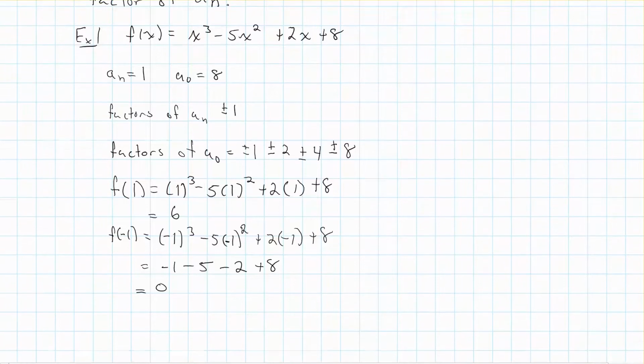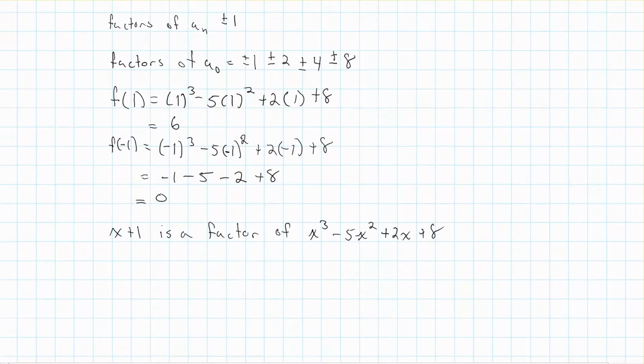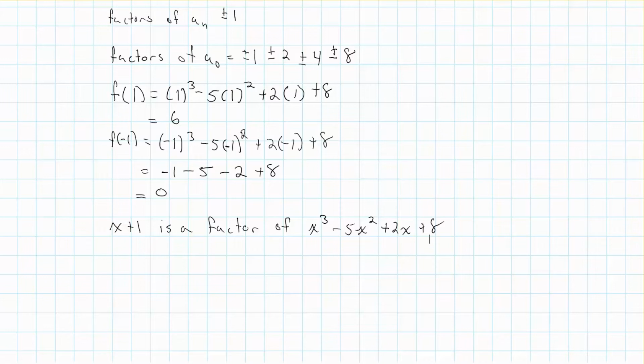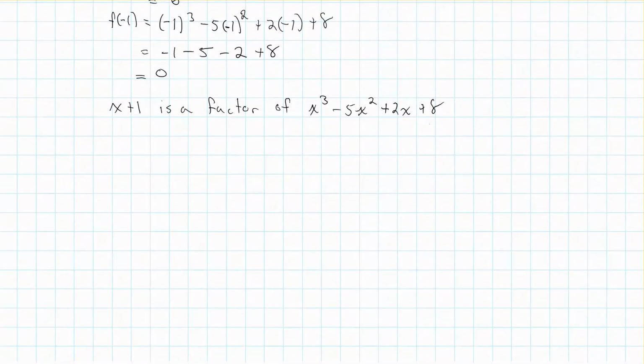Well, what does that mean then? That means that negative 1 is a zero, so x plus 1 is a factor of x cubed minus 5x squared plus 2x plus 8. Alright, so it's a factor of that. So how do we find the other ones? Well, I could do division here, which is what I'm going to do, because I don't know if the other ones are going to be rational, but I will get a quadratic if I do the division here. So let's go ahead and do the division.